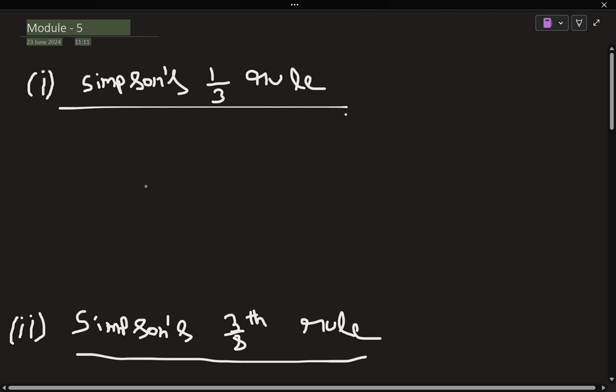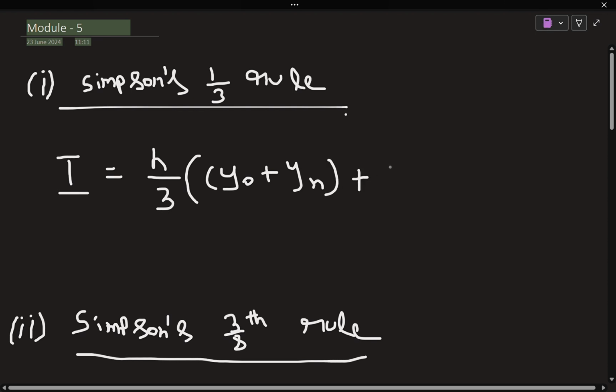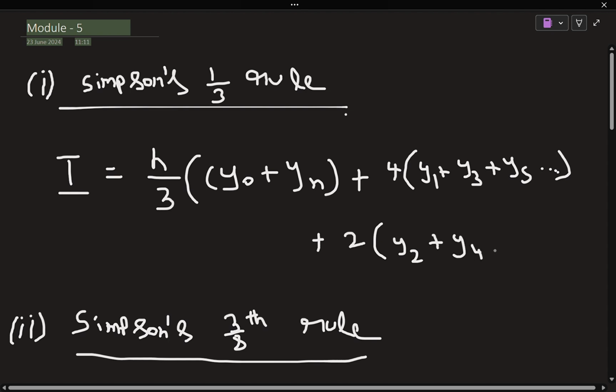Okay, so Simpson's rule is basically a formula which states that I'll consider the integral as I. The solution of this integral will be given by the formula h by 3 into y0, which is the first y term, plus yn, which is the last y term, plus 4 into y1 plus y3 plus y5 and so on, basically all odd terms, plus 2 into y2 plus y4 plus y6 and so on, basically all even terms. So this is your formula.